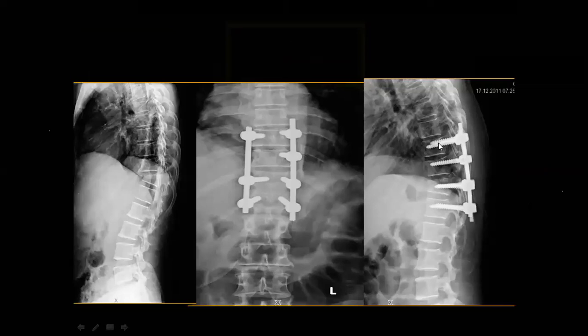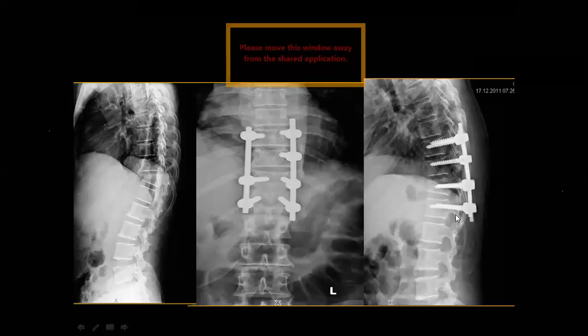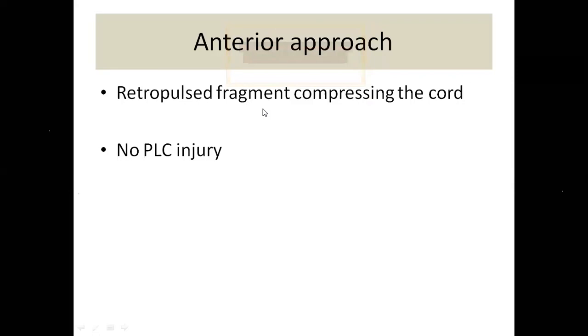Reduce and fix. So I repeat, burst fracture is a relatively low velocity injury. We can do one level above, one level below fixation with a screw in the fractured vertebra. While in case of flexion distraction and fracture dislocation, those are high velocity injuries, we should go for two levels above and two levels below fixation. Should be clear.